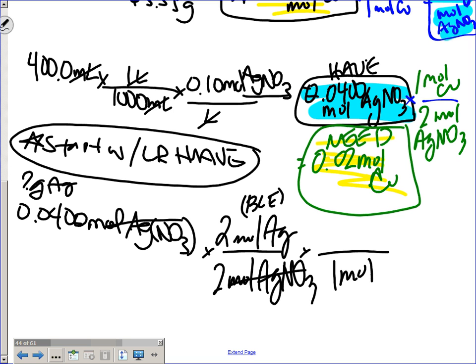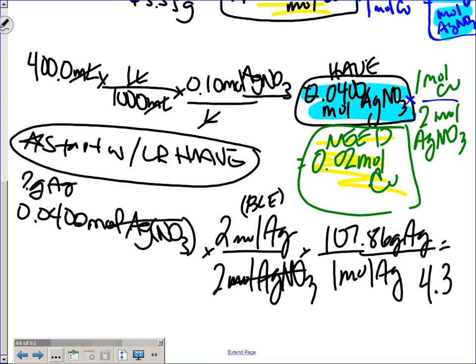So 1 mole of silver was 107.868. Never mind, I was on the right track. There we go. So 107.86 grams of silver. And so you guys calculate that for me, because I can't do that part in my head. Okay, I'm just going to put 4.31 grams of silver.